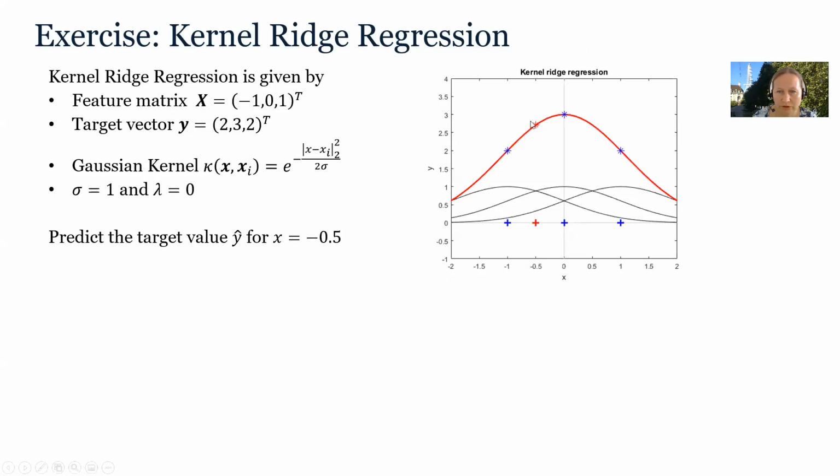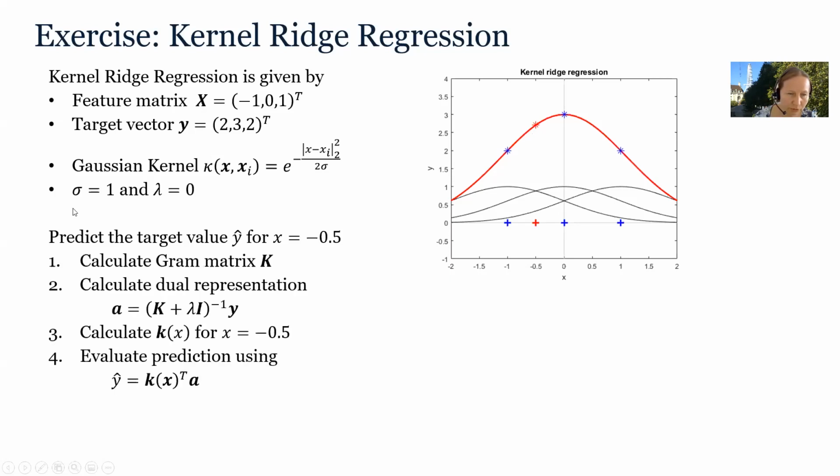So what you want is this value here, this data point here. The way you do that, you first calculate the Gram matrix K, then the dual representation using this equation, then you calculate the vector Kx for x equals -0.5, and finally you evaluate the prediction. You are expected to write this on paper and calculate it by hand. The most complicated calculation is the inversion of this matrix, which is 3 times 3, so you should be able to do that. But if you have a problem with that, you can use a computer for that.